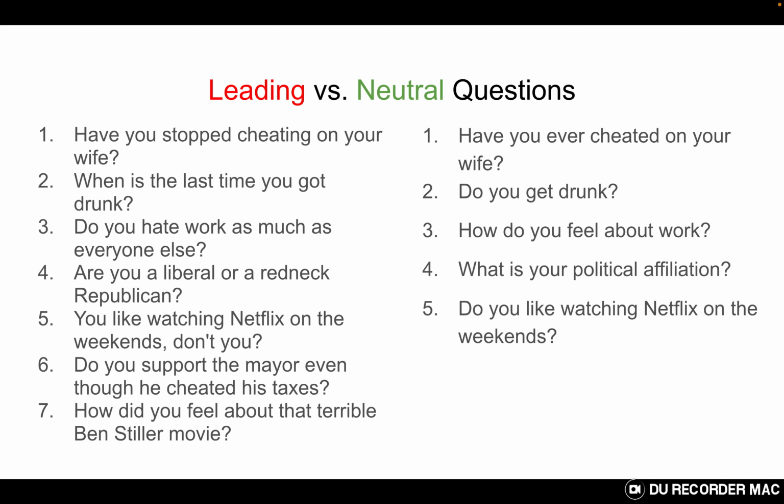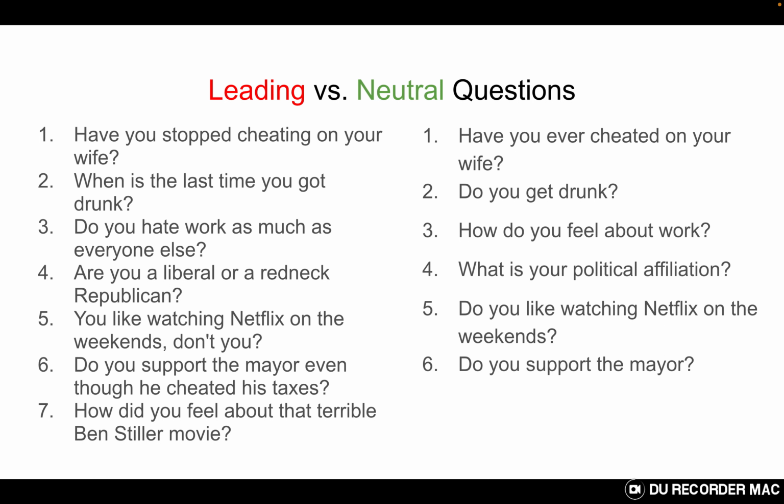Number six, do you support the mayor even though he cheated on his taxes? You're including a detail there that is not necessary to the question, and it might influence the person's answer. So you could just simply ask, do you support the mayor?